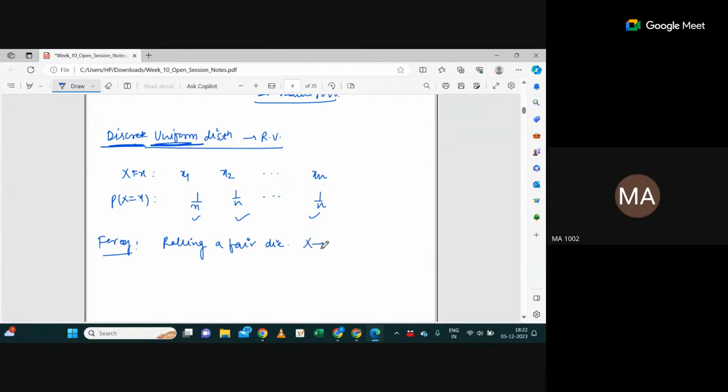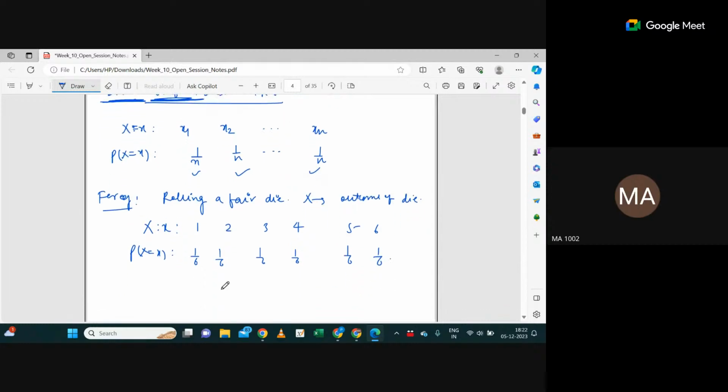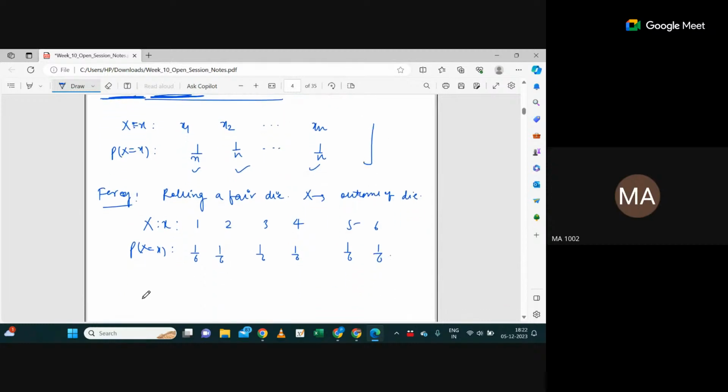Okay. And x represents the outcome of the die. Correct. Now, is it a discrete uniform or not? Because if you see, it is taking some distinct values, right? And what is the probability associated with each value? It's the same, 1 by 6 for each value, okay? Now tell me the expected value of x for the above discrete uniform.